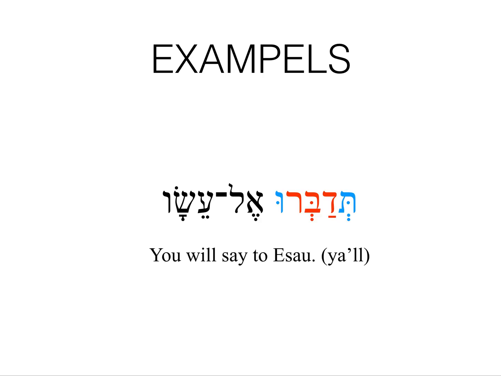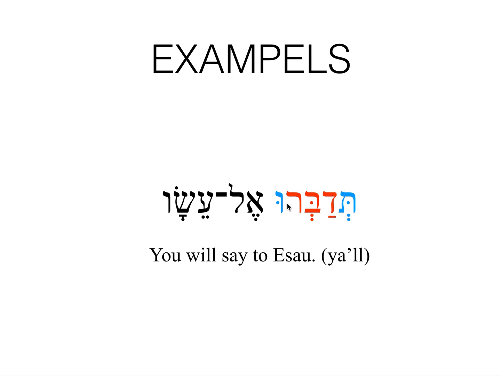Final example, tedabru el Esav. The verb is at the beginning. Usually in Hebrew, the verb is at the beginning. Remember that in English, we cannot start with the verb. You always have to start with the subject and then you have the verb. In Hebrew, sentence order is not set. It can be reversed for emphasis, but the usual sentence order is verb, then subject, and then object.